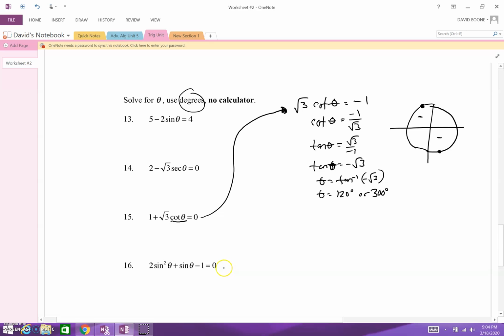Here's another problem. I'm just going to do this one. This is the only one like this on this page, but you'll see these come up as we review and keep practicing these problems in the future. But this one's got a square in it. It's a second degree equation. So don't get too overwhelmed with that.